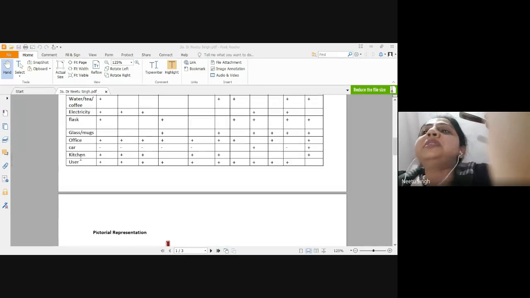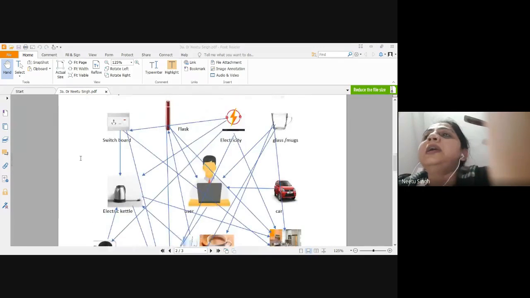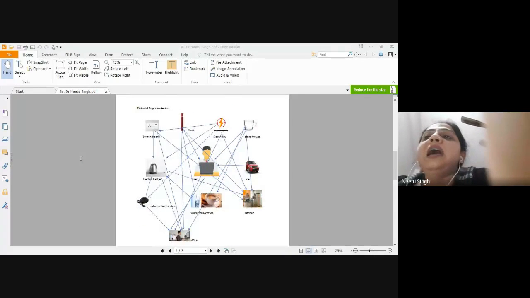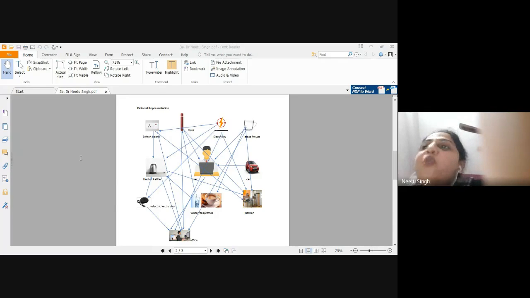So the pictorial representation which I have shown over here is, we can see the switchboard, electric kettle, as well as the electric kettle cord, which cannot be carried, and the kettle cannot work without it. So this is again one thing. In the kitchen we can use it, but taking it to the workplace, where we are working for 4 or 10 hours or more, is hard. Suppose at this moment I wanted some hot coffee, I would have to get out, but it would definitely distract my working.